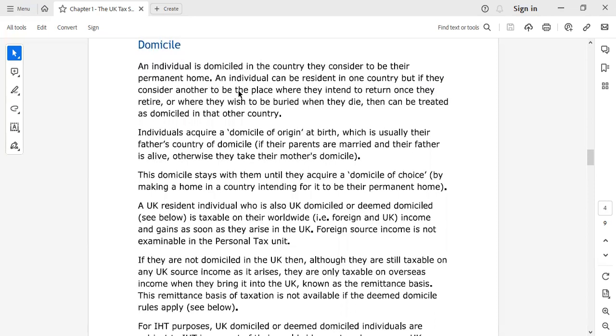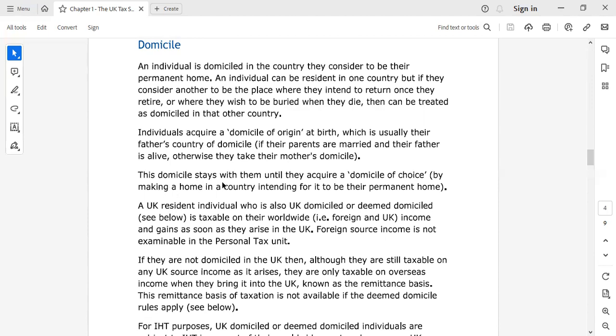An individual is domiciled in the country they consider to be their permanent home. An individual can be resident in one country, but consider another to be the place where they intend to return once they retire, or where they wish to be buried when they die. So if you want to be buried in another country after you die, that country will be your domicile. For example, if you want to retire in Spain, not in the UK, that will be your domicile country. Individuals acquire a domicile of origin at birth, which is usually their father's country of domicile.